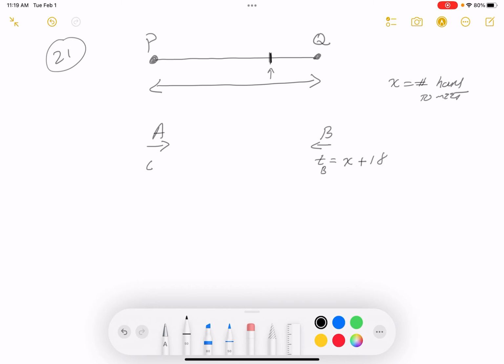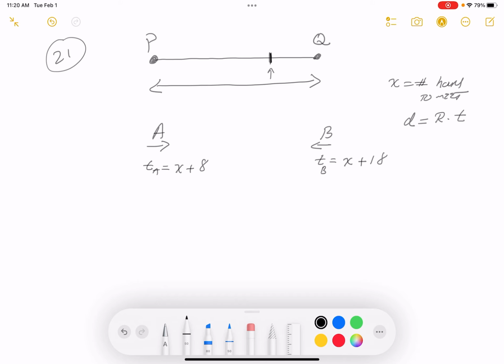And what's time of A? Let's take a look. Well, it took him X hours to get to the meeting location. And then it took 8 more hours to get to the final destination of Q. So I want to claim, I got a distance equals a rate times a time problem.